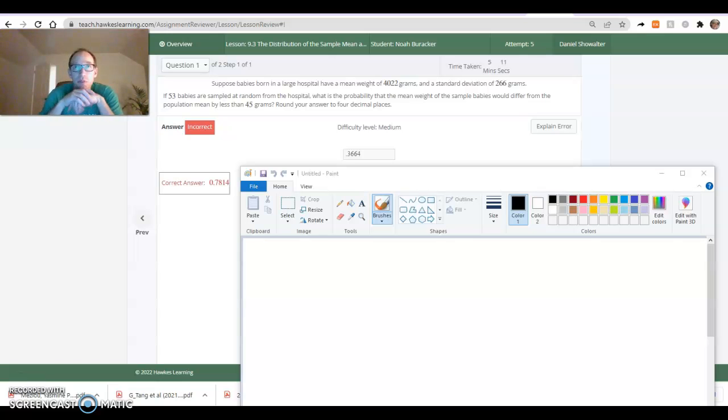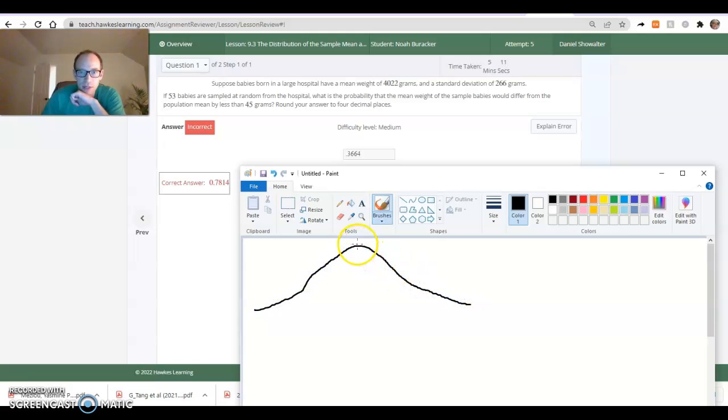All right, these normal distribution questions are much better. We draw a picture. Not the most graceful drawing, but it'll work. So we have a mean weight of 4,000, and then we have a standard deviation of 266.